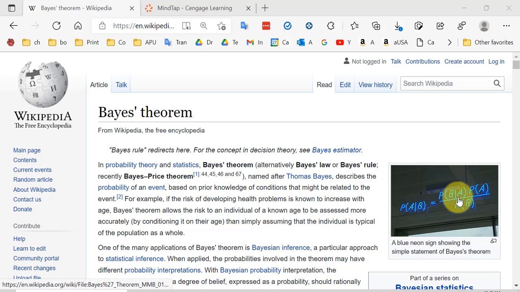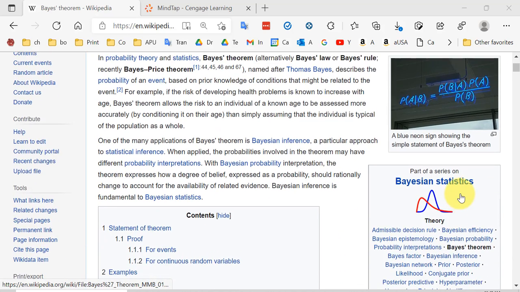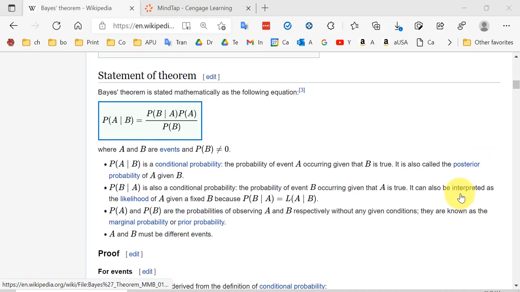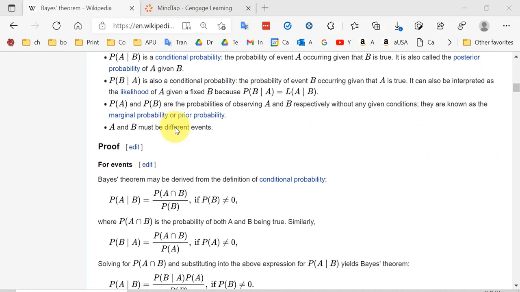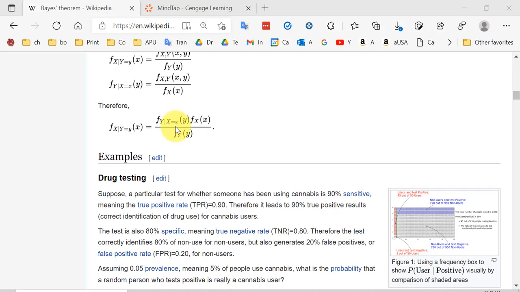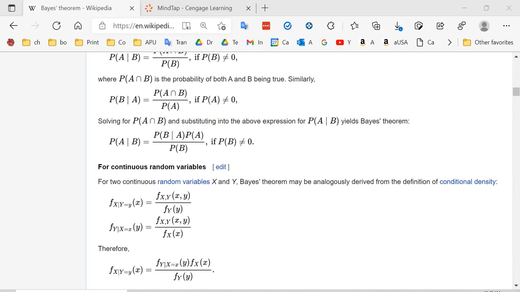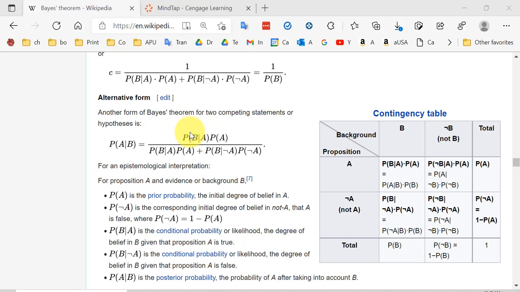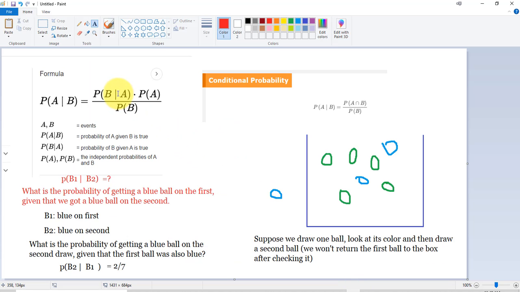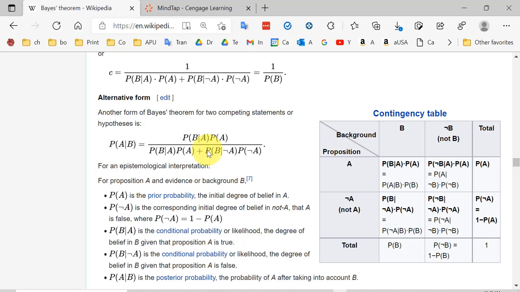So here's the expression we saw, but there's another expression, which is the same expression again, but here is a second expression of Bayes' theorem. The top is exactly the same as we had, but the bottom gets rewritten. Instead of probability of B, we can write another expression for the probability of B, and that's what they do here. So it looks kind of awful.